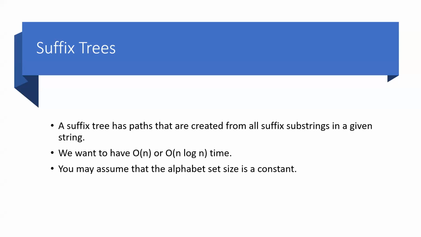So suffix trees. Suffix trees have paths that are created from all suffix substrings in a given string. So if we have a string that's 5 characters long, the tree would have paths that are the 5 characters, and then the last four, the last three, the last two, and the last one character. And we want to construct this tree in big O n or big O n log n time. We're going to assume that the alphabet set size is constant.